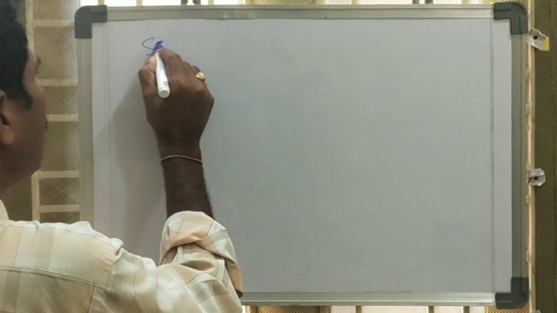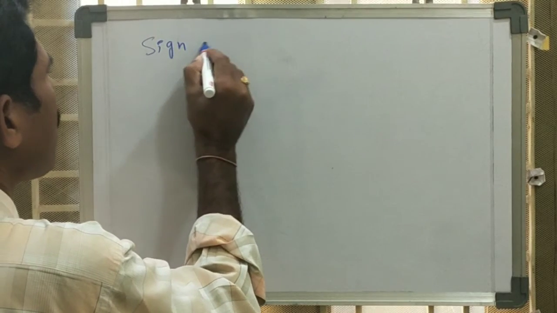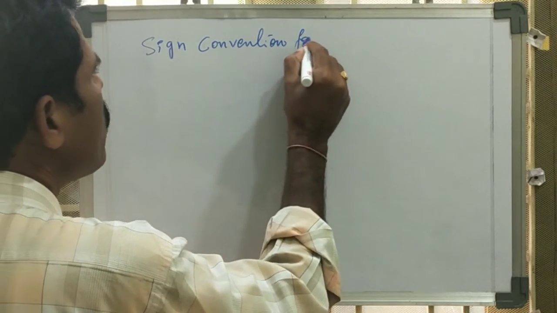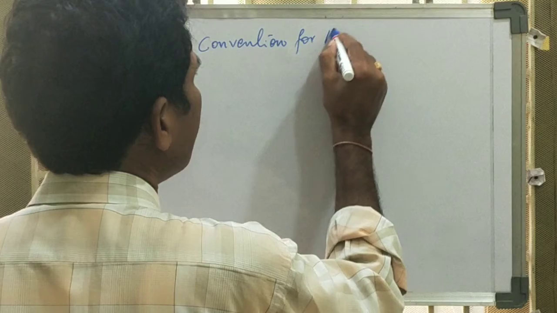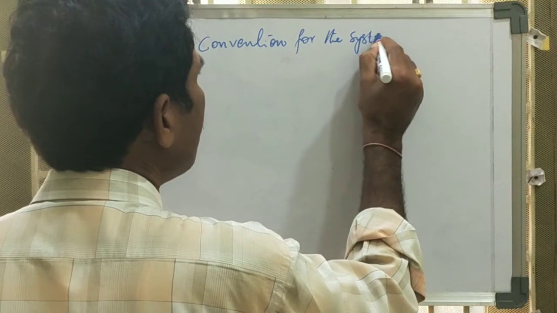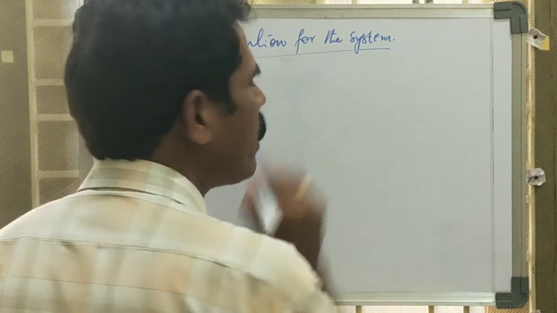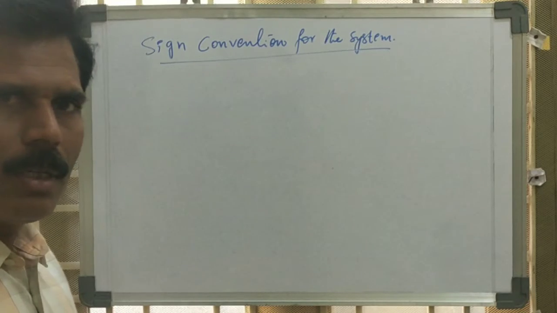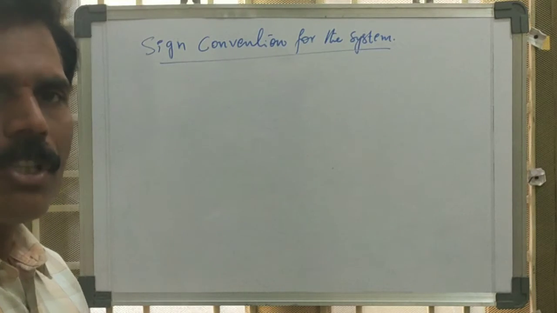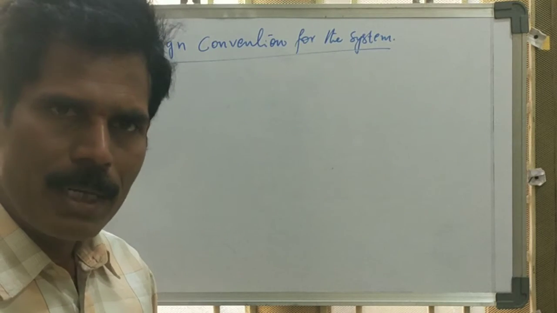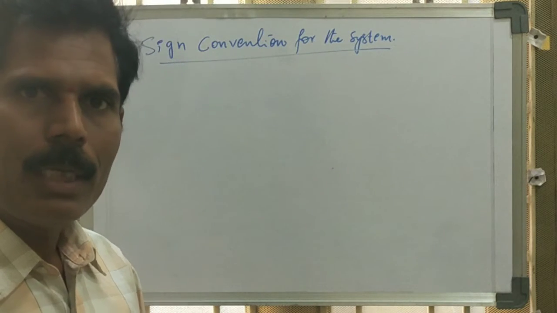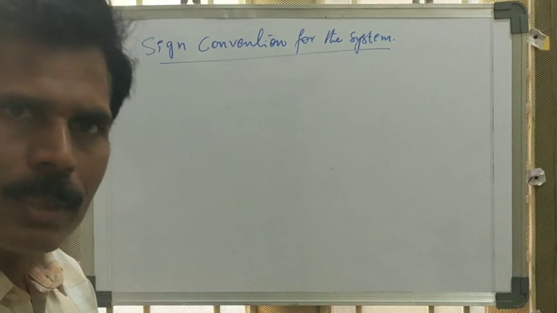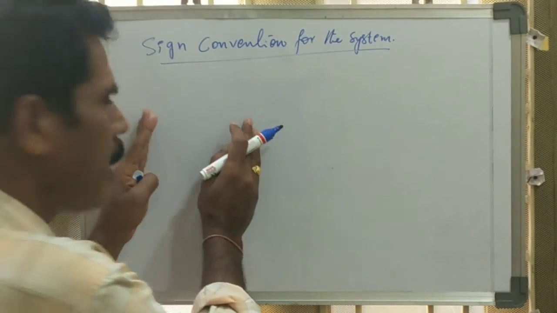Next, sign convention for the system. Just now we have seen the positive sign and negative sign for the system. If the system loses heat, Q is negative. If the system gains heat, Q is positive. To prove that, we are going to see particular examples.